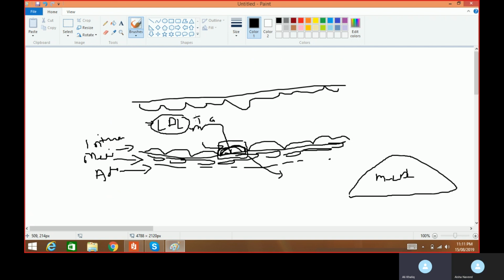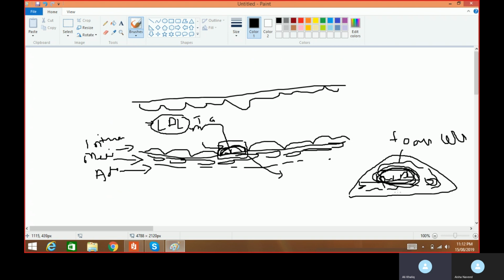So what happens is your LDL, along with the macrophage, went inside your endothelial cell because of the endothelial dysfunction. Now, when it goes inside, the macrophage engulfs all the LDL that's present, and it becomes a foam cell. Too many foam cells will accumulate here in your endothelial cell, so it will be full of foam cells then.